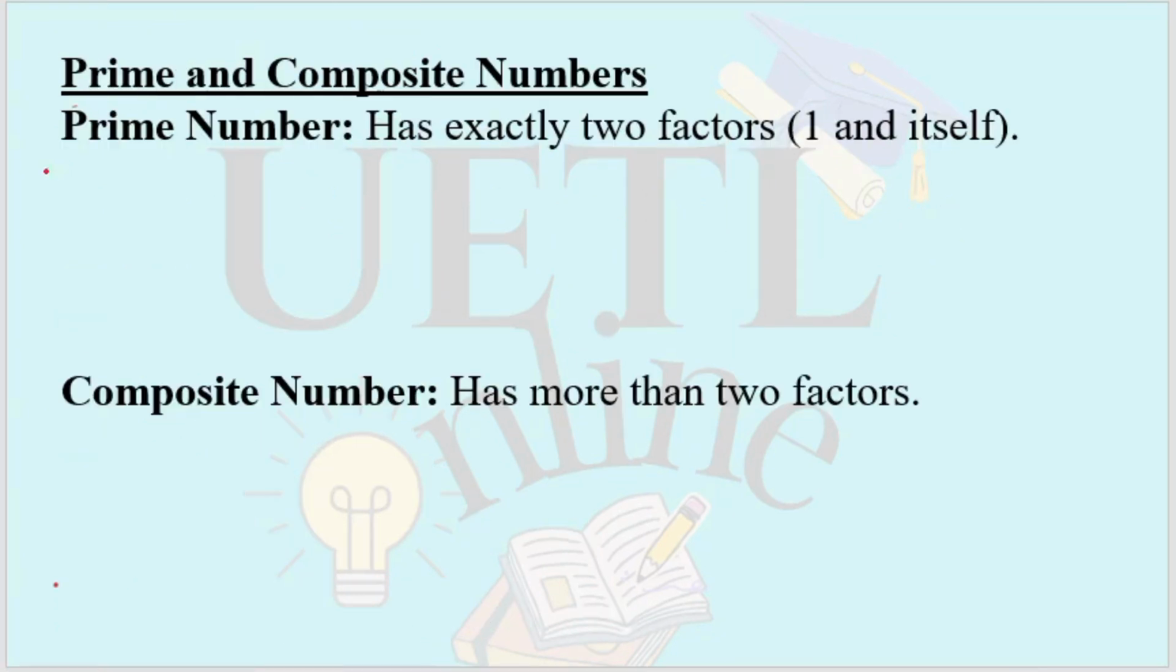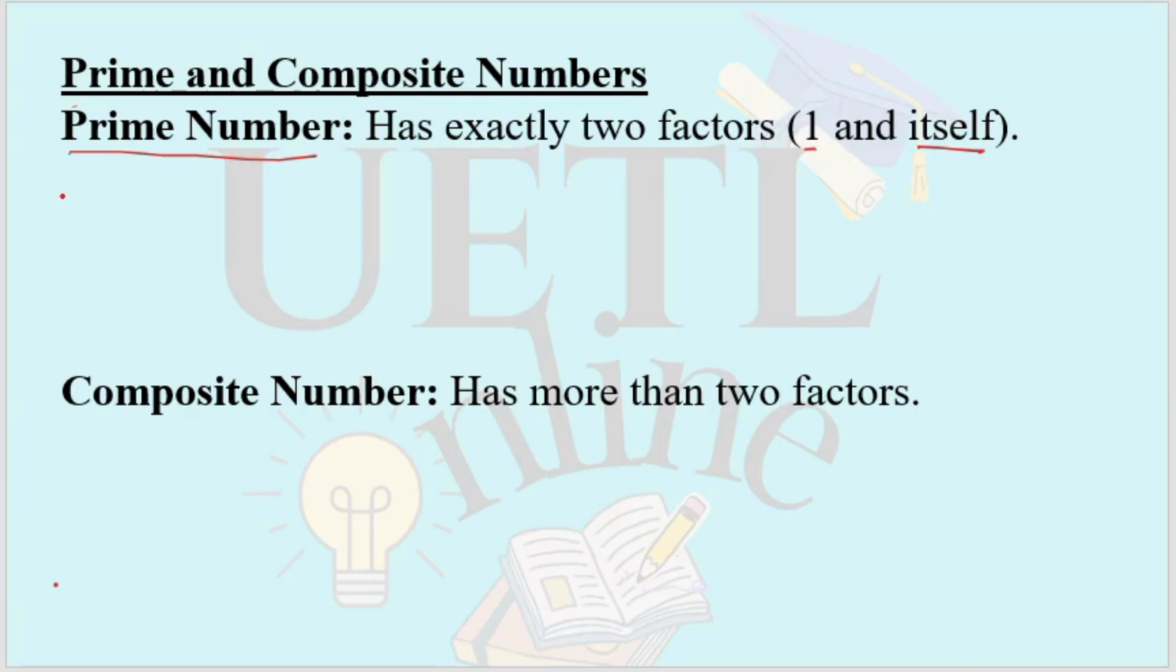Now let's talk about prime and composite numbers. The first one is prime numbers. A prime number is a number that has exactly 2 factors, 1 and itself. When we talked about factors, we said that a factor is a number that divides into another number. For example, 2 is a factor of 4 because 2 goes into 4 twice. Now we are talking about prime numbers, which have exactly 2 factors.